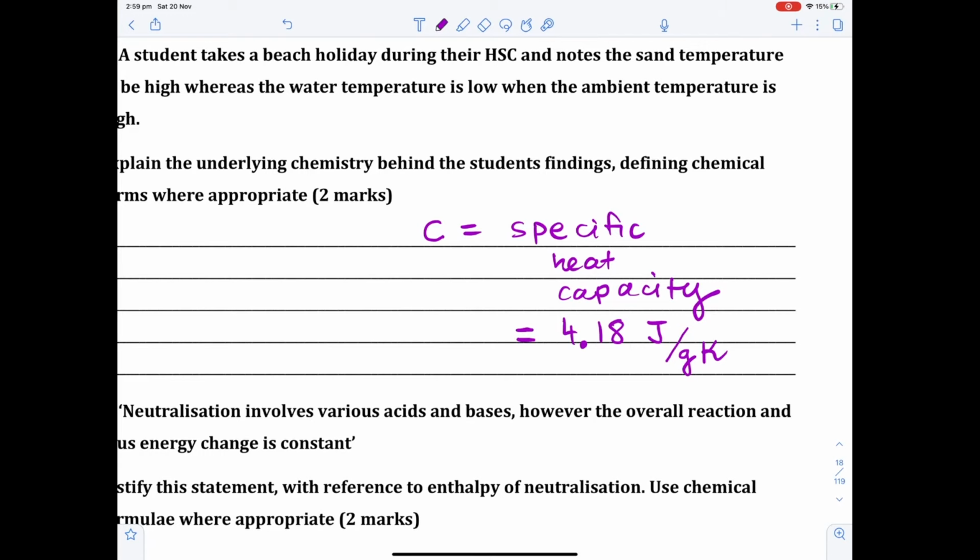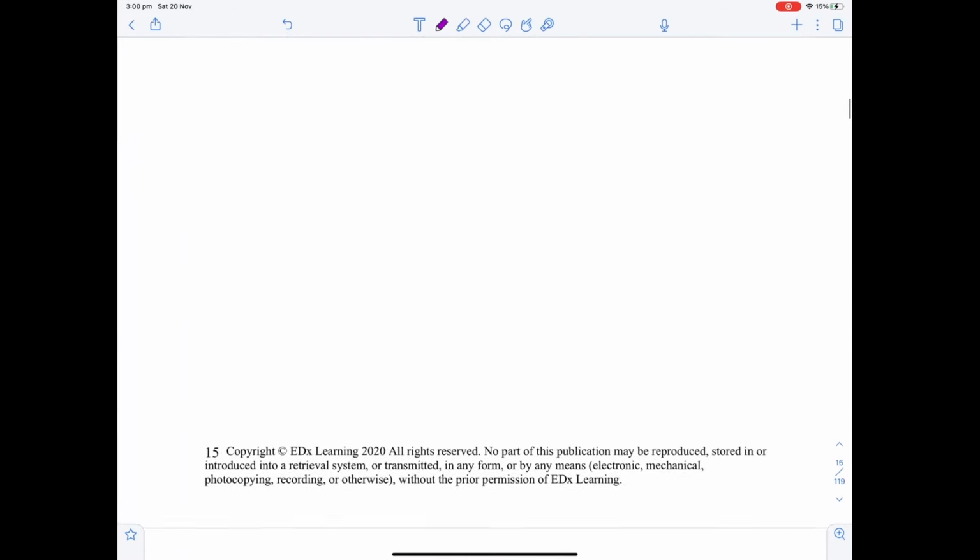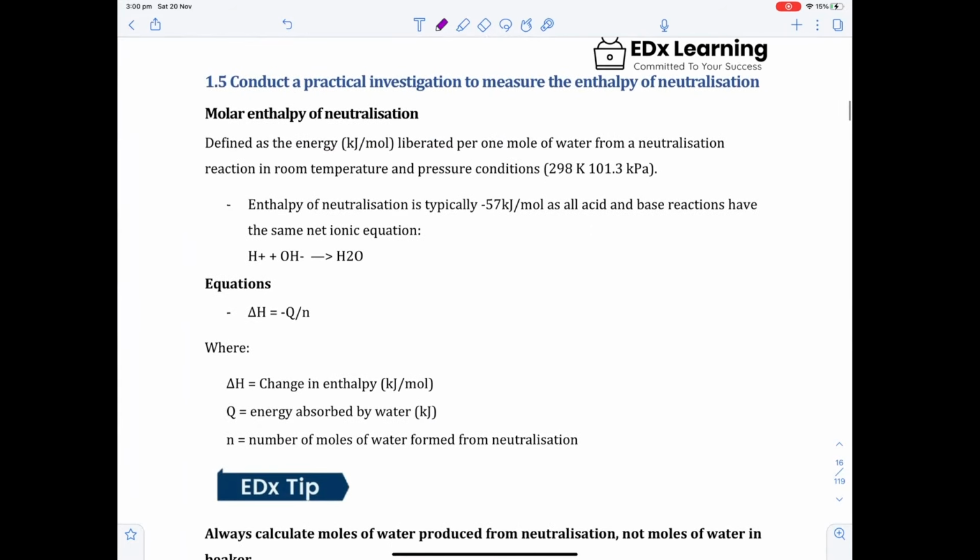So remember this. The answer is, it's because water has a much higher specific heat capacity than your sand. So when you input the same amount of energy to sand and water from the sun, since sand has a smaller specific heat capacity, its temperature will go up much more, whereas water's will not go up much more, because you need much more energy to even raise the temperature of water by 1 degree. Okay, that's your answer. The reason I brought this up was to introduce enthalpy of neutralisation to us.